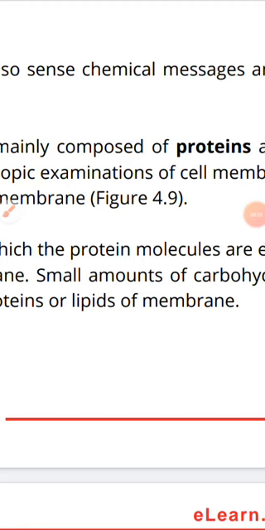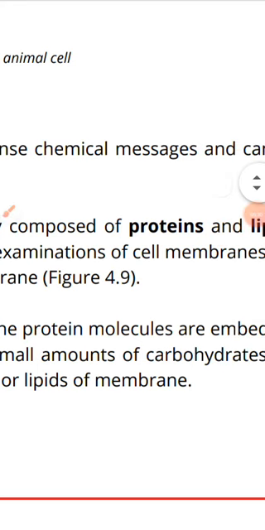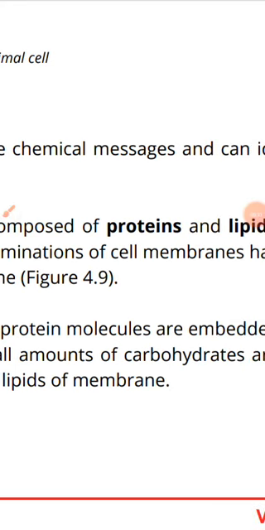The one difference which you got is that the cell wall is composed of cellulose. The primary cell wall is composed of cellulose, and the secondary cell wall is composed of lignin.